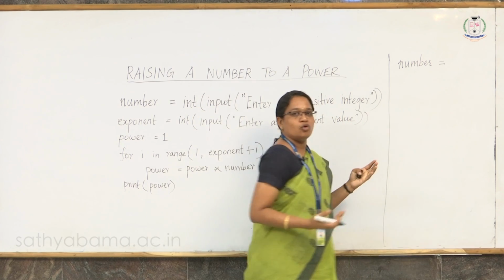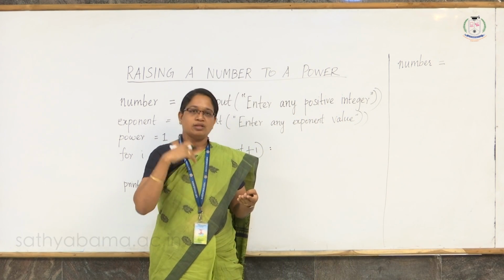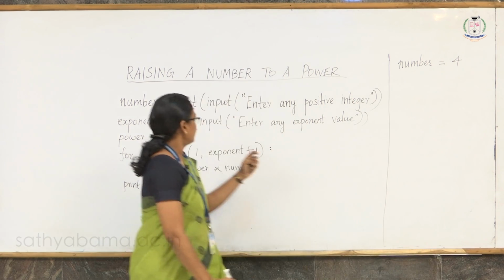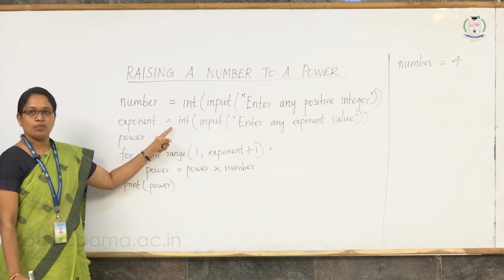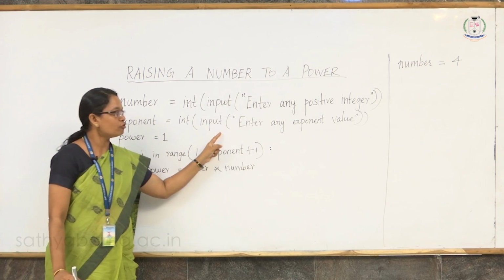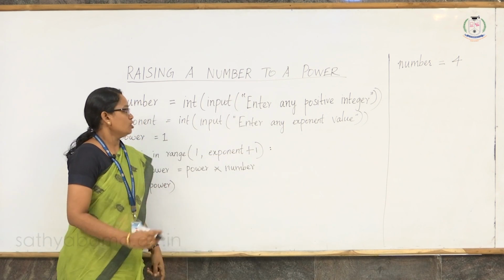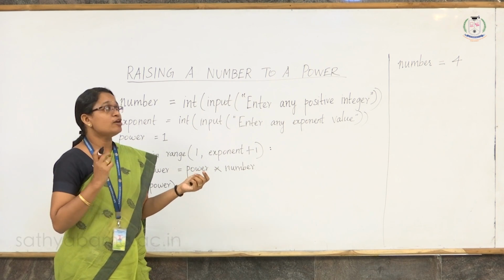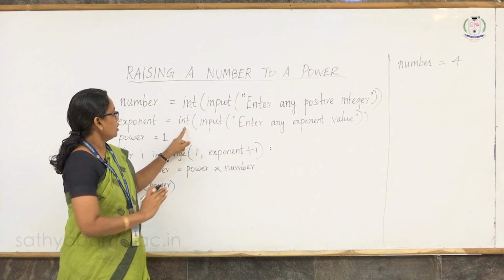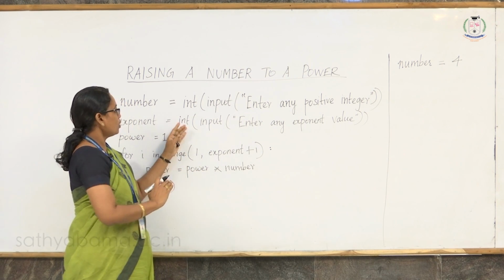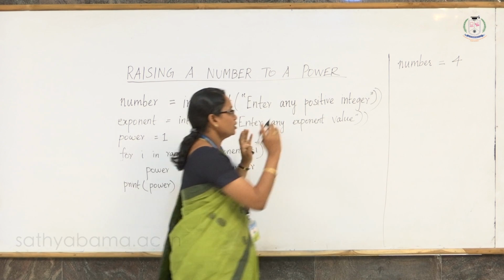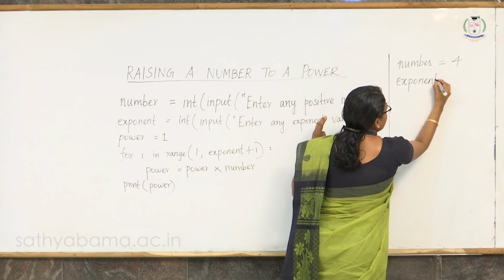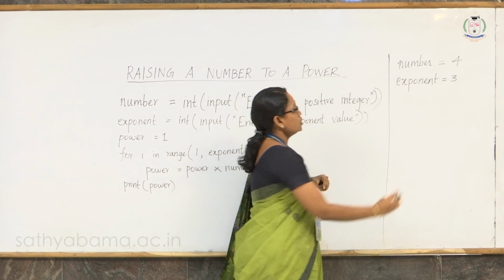Any positive integer is entered. Let us assume that the number is 4. Let us see the next line: exponent equal to int of input of enter any exponent value. Another input is entered, that is, any exponent value. It is also converted to an integer value and assigned to a variable called exponent. For this example, let us assume that the exponent is equal to 3. These are the inputs.